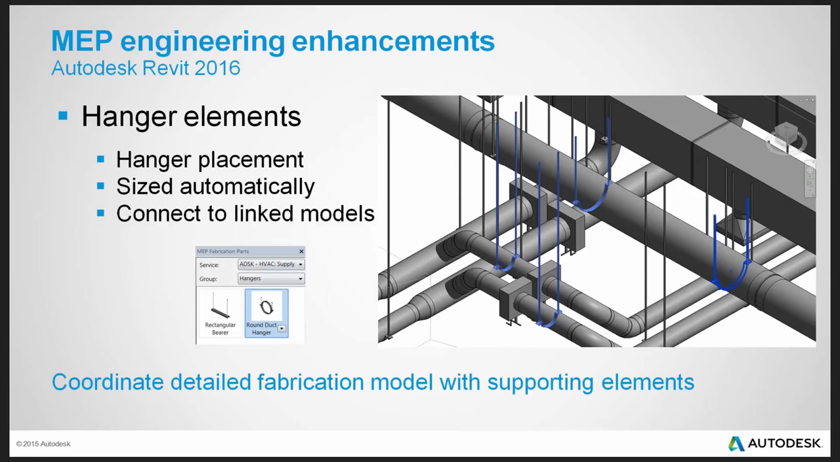Finally, this is another big one that we have had great requests for, your hangers. You now can place hangers in Revit with your Fab content, and they will automatically be sized. Importantly, they will connect to linked models. You have the ability to connect them either to your architectural model or directly to structure. And these hangers will be used for duct, pipe, cable tray, you name it, they are available.